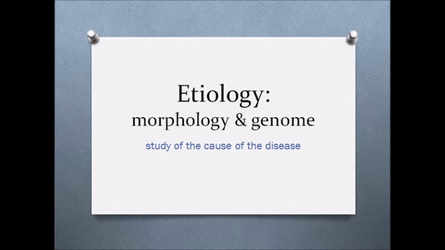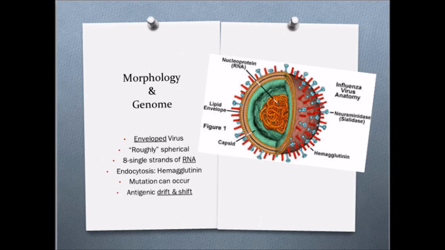The etiology is defined as the study of the cause of the disease. Influenza, also known as the flu, is a viral disease and can be caused by three different virus types: type A, type B, and type C. The morphology of the influenza viral infection is classified as the envelope virus. The roughly spherical-shaped virus contains a genome of 8 segmented negative strands of RNA.